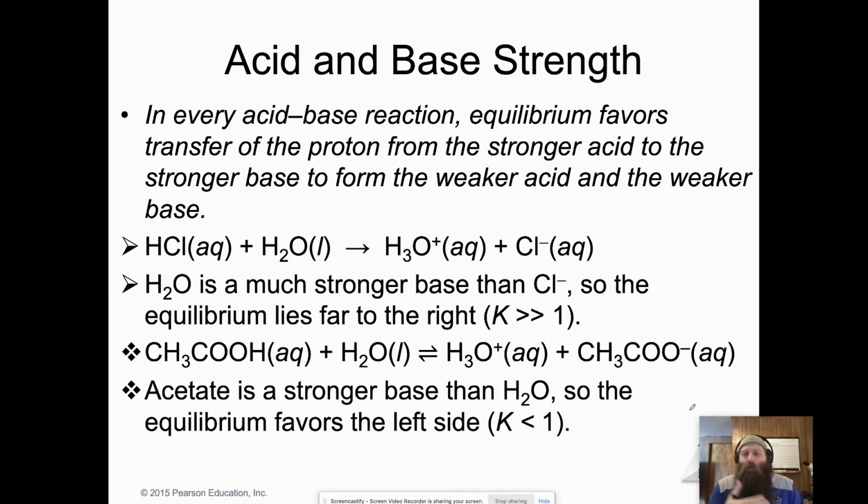Now, whenever you have an acid-base reaction, equilibrium, which is something we've discussed quite at length now in AP Chem, is going to favor the transfer of the proton from the stronger acid to the stronger base to make the weaker acid and the weaker base. So when I look at this reaction that we've now looked at on a couple different slides, and you go, all right, well, why does it make H3O plus and Cl minus? Why doesn't it make, say, H2Cl and OH minus? Well, water is a stronger base than Cl minus.